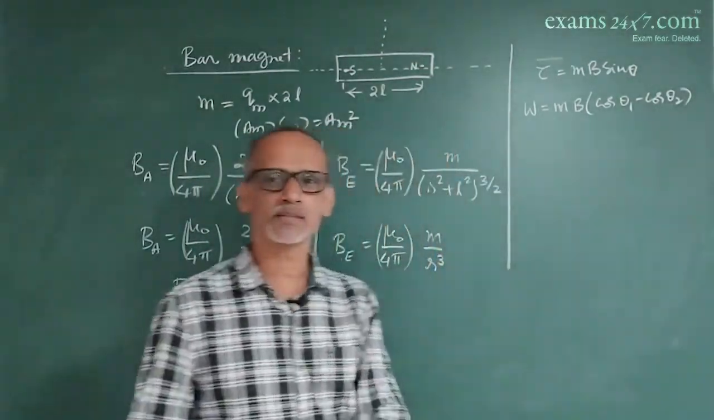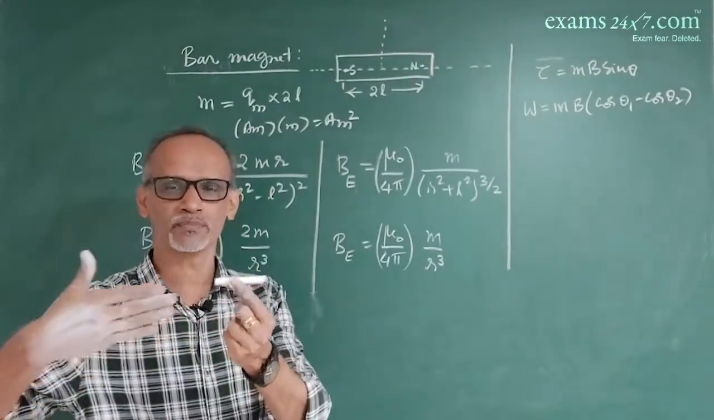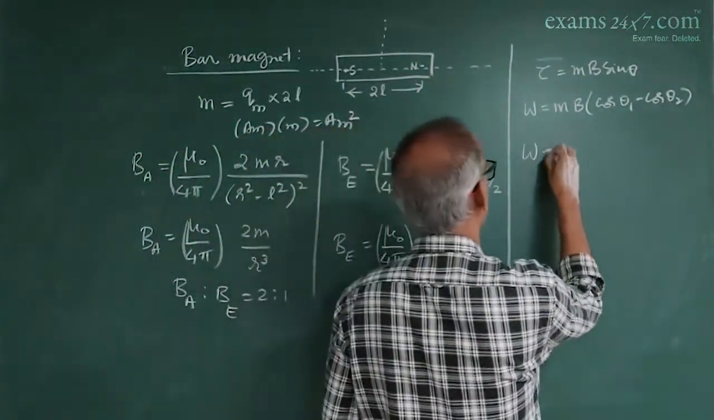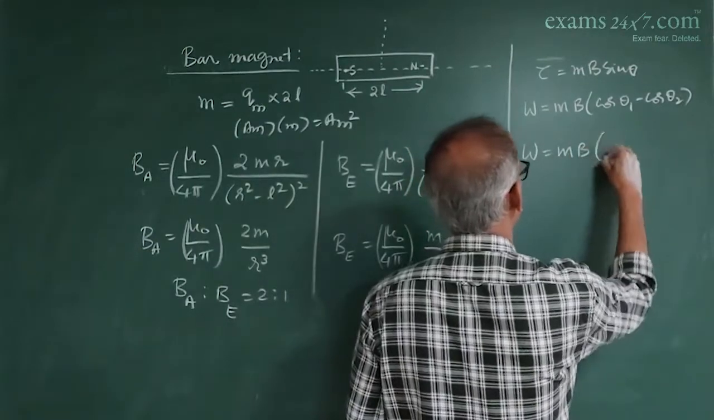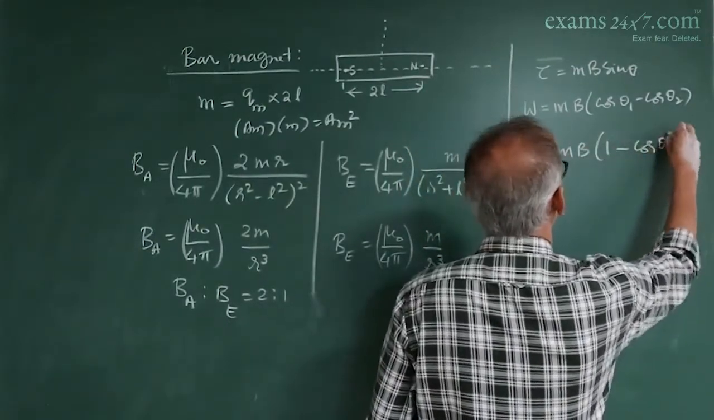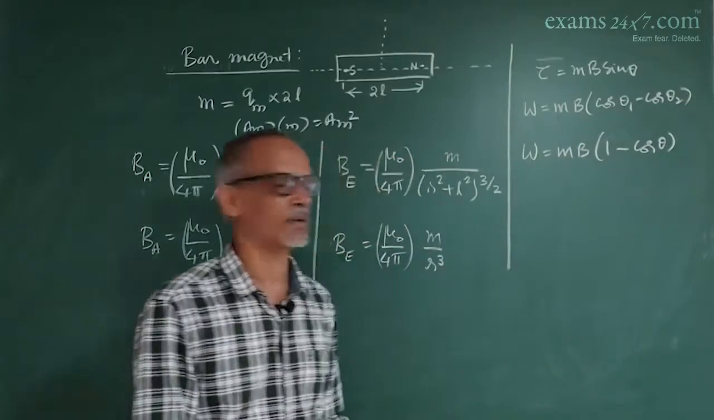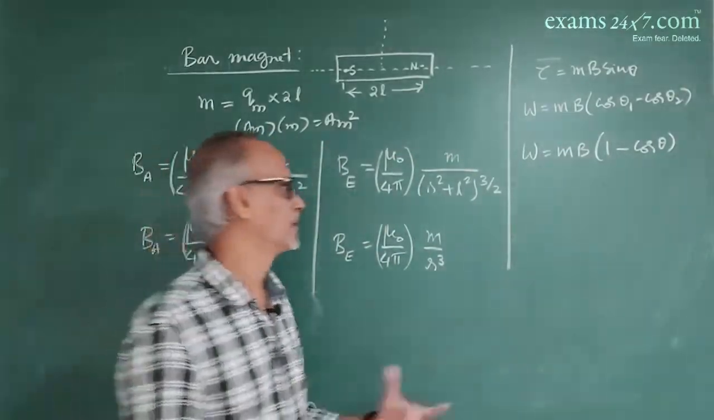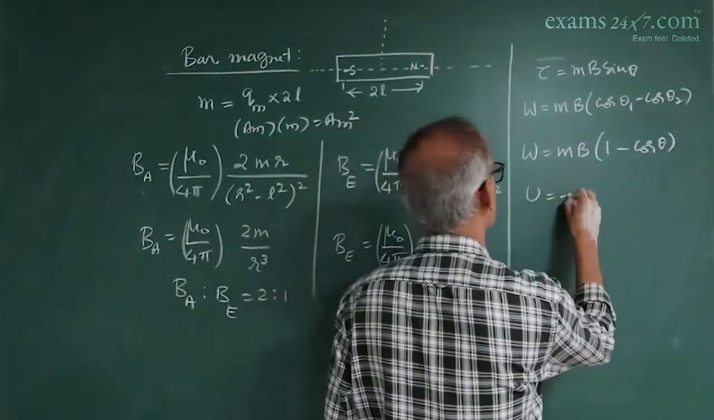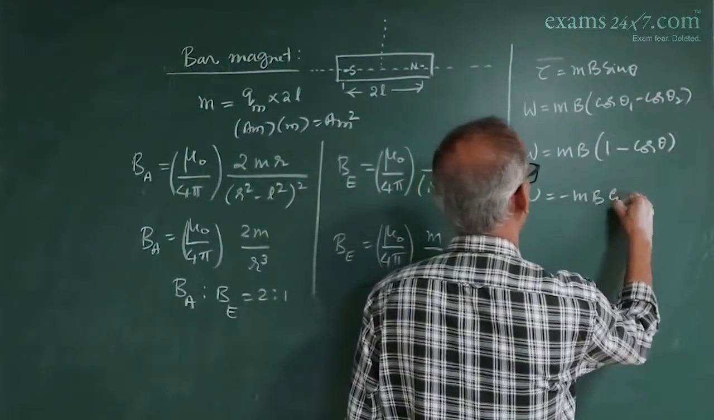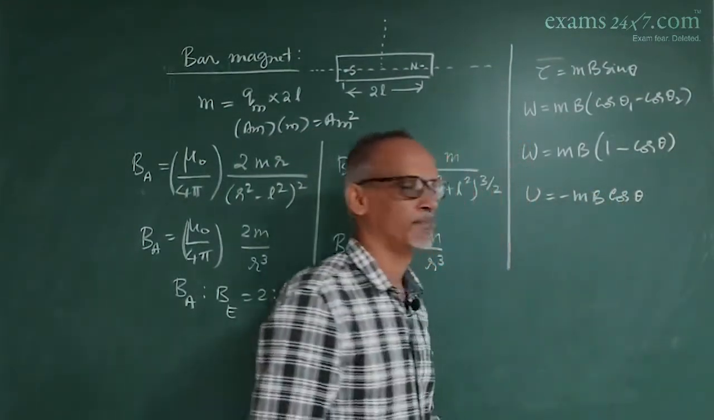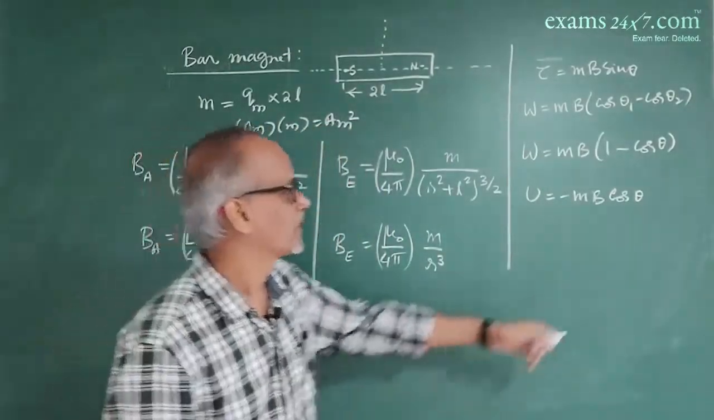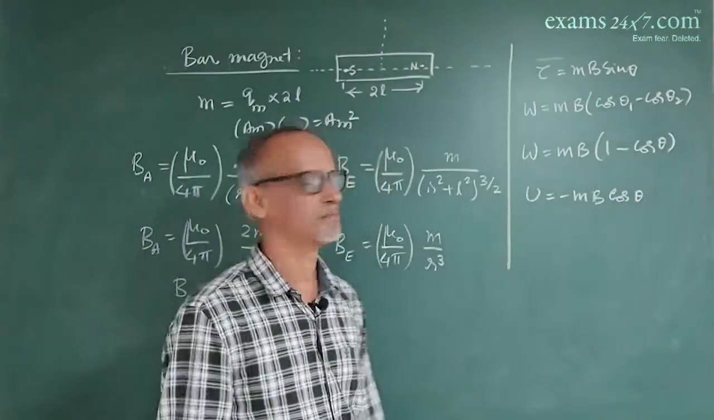Suppose the magnet is initially in the equilibrium position, aligned in the direction of the field. Then from that, if I have to rotate it by an angle theta, the work done is given by W is equal to MB into (1 minus cos theta). And as we rotate, we do work, and that's stored as energy, which is given by U is equal to minus MB cos theta. So this is the magnetic potential energy stored in a magnet when it is rotated through an angle theta.